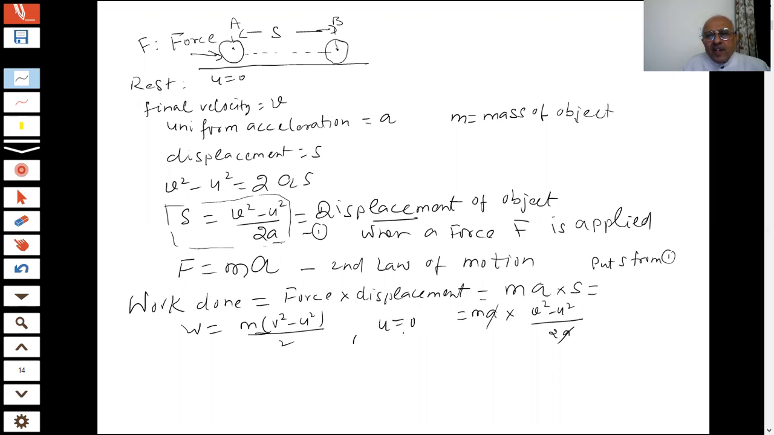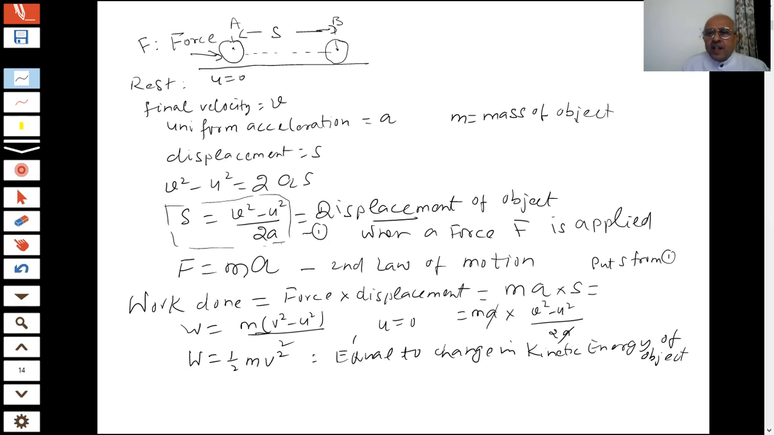U is 0, the initial velocity is 0, because the body started from rest. U is 0, then what is this? Half mv square. So the work done is equal to half mv square. The work done is equal to the change in kinetic energy of the object.